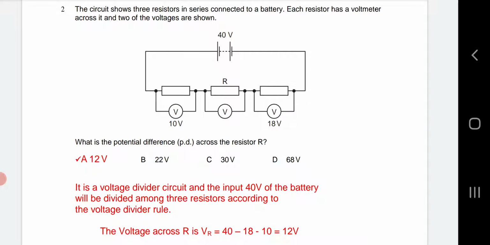Question number 2. The circuit shows three resistors in series connected to a battery. Each resistor has a voltmeter across it and two of the voltages are shown. What is the potential difference across the resistance R?